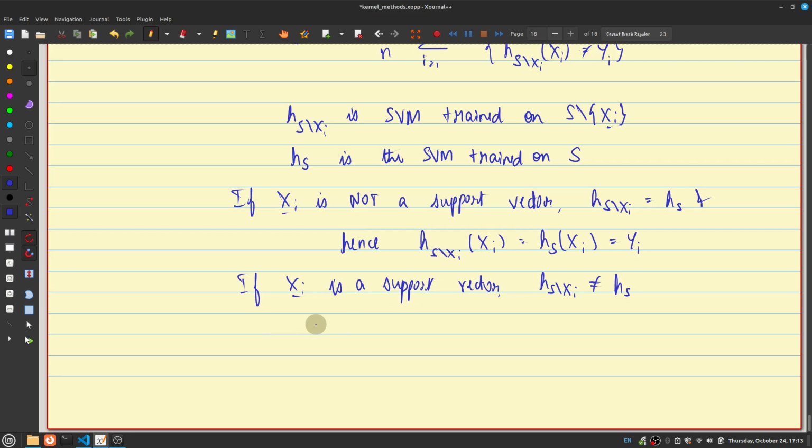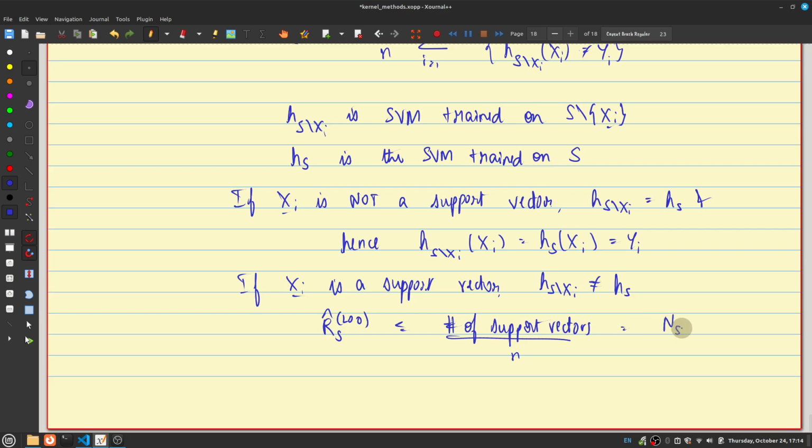So what can you say about the leave one out error for a given training set S? It's at most the number of support vectors divided by n. And this is an inequality. It need not be equal. It could be strictly less. In fact, it could even be equal to 0. I denote this by the number of support vectors. It depends on the training set.